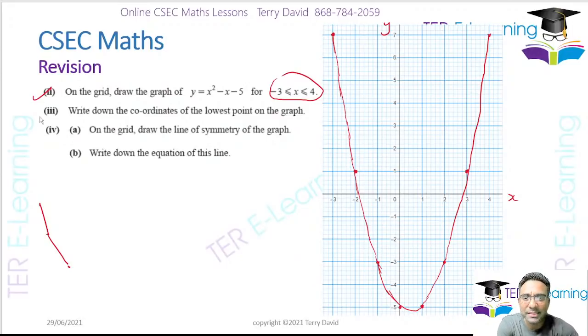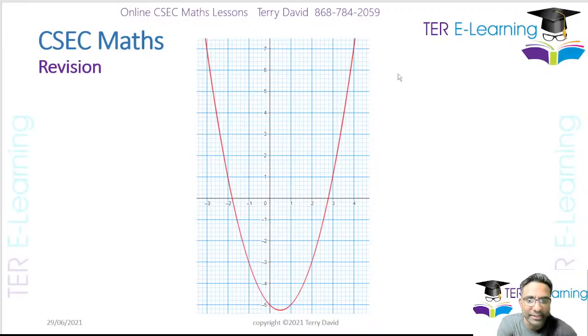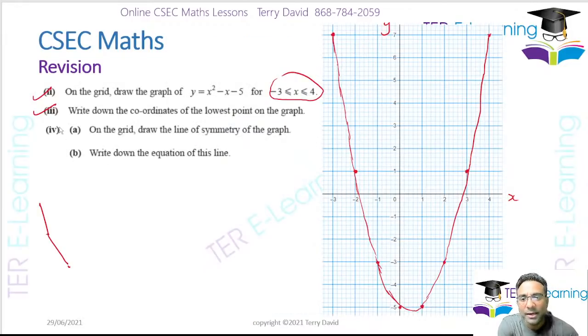All right, so that's part 2. The third part: write down the coordinates of the lowest point on your graph. Now, what I've done is I've actually plotted the graph. I have a nice smooth graph here, right? And the question says, write down the coordinates of your lowest point on your graph. Your lowest point is what we call our minimum point. So if I go to the actual graph here, my minimum point is this point here. This fella here is my minimum point.